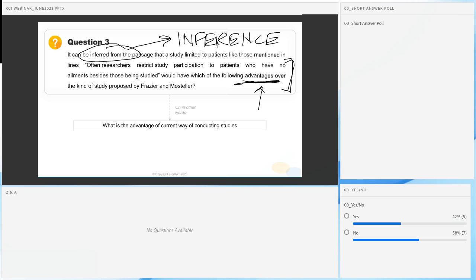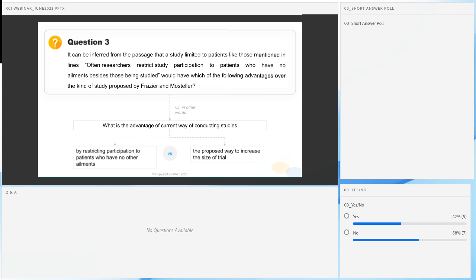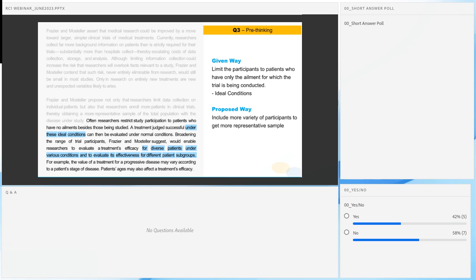This is an inference question, and it asks, what's the advantage of this study? The reason why this was interesting is because the author usually is talking about the disadvantages of this study. But essentially, what's the advantage of the current way of doing things overall? And what are we doing in the current way? We're restricting participation to those patients who just have this ailment, versus the proposed way where we are just enrolling everyone and their mom and dad in their trials. So what's the advantage of this?